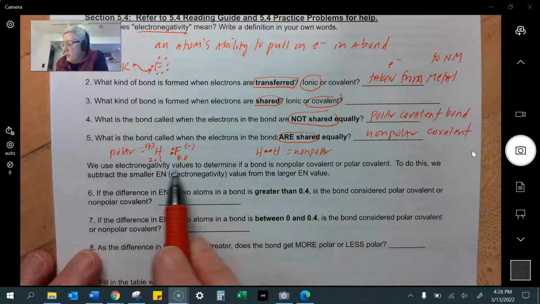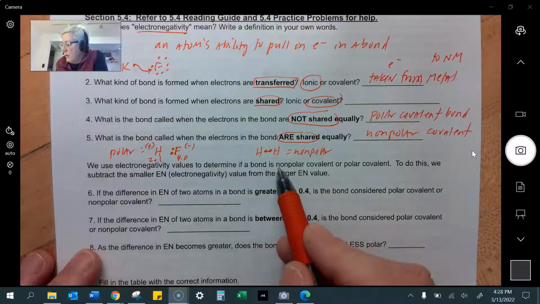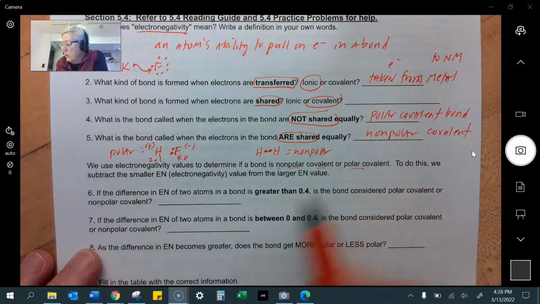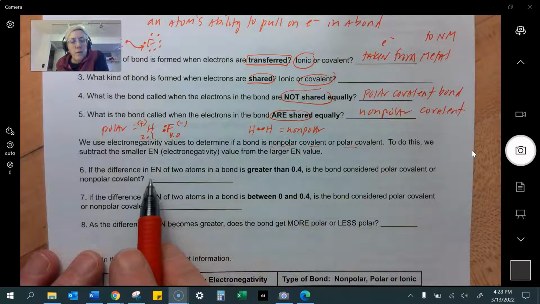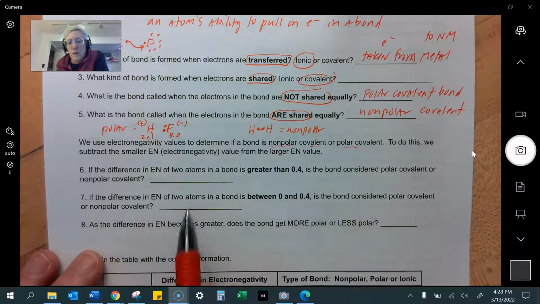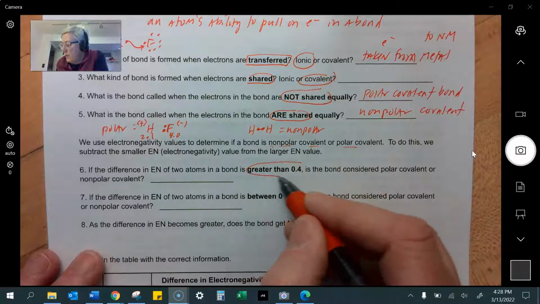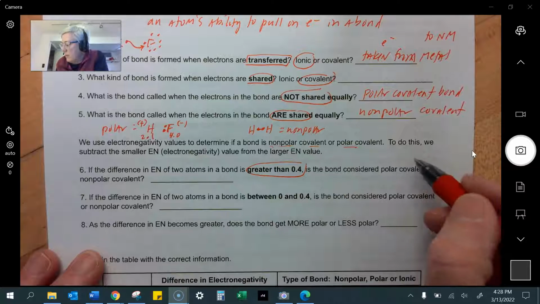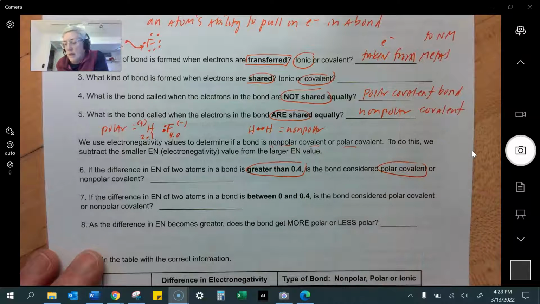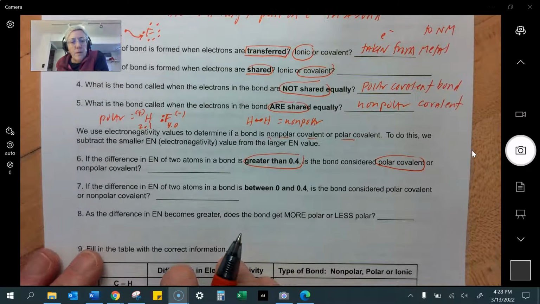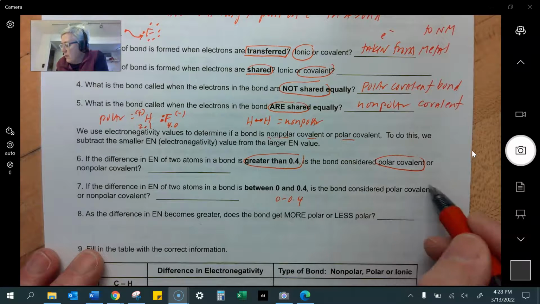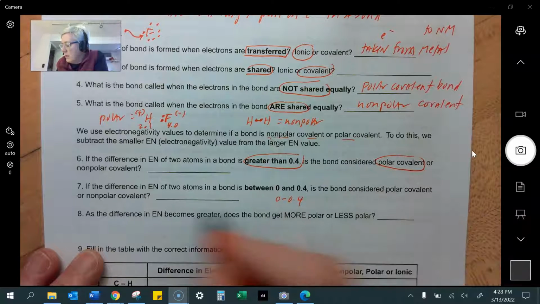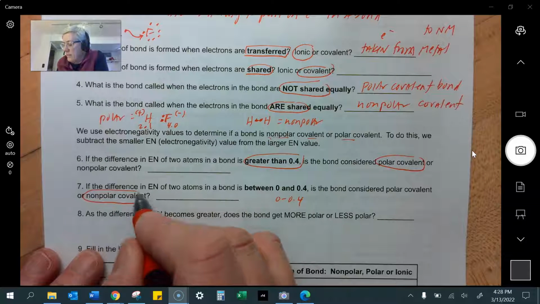So right here, we use electronegativity values to determine if a bond is nonpolar covalent or polar covalent. We subtract those numbers. If that value, the difference in electronegativity, is greater than 0.4, that is when we consider the bond to be polar covalent. If the difference in electronegativity is between 0 and 0.4, that bond is considered nonpolar covalent.